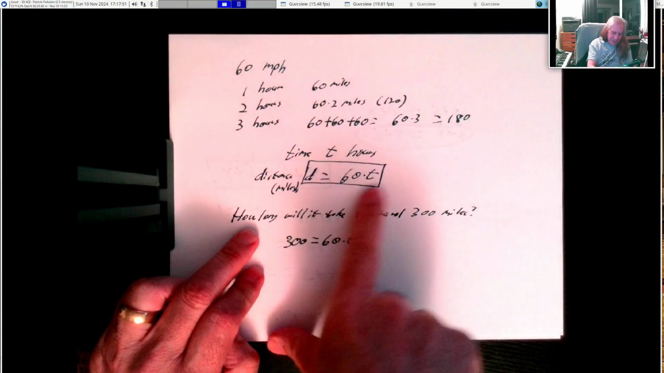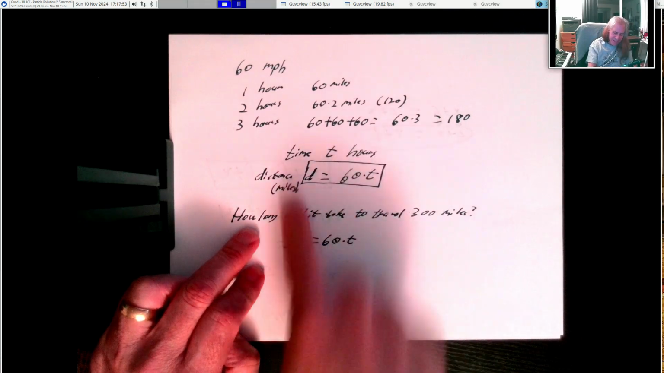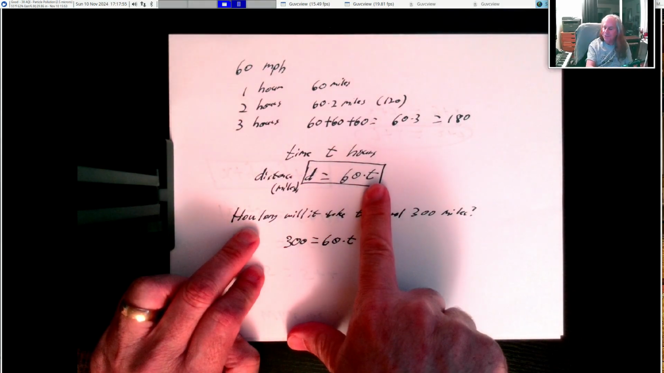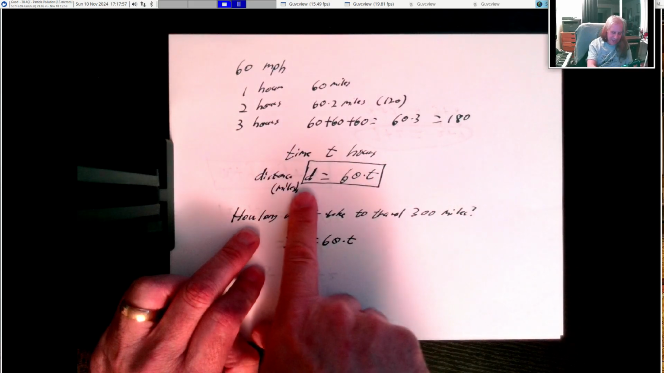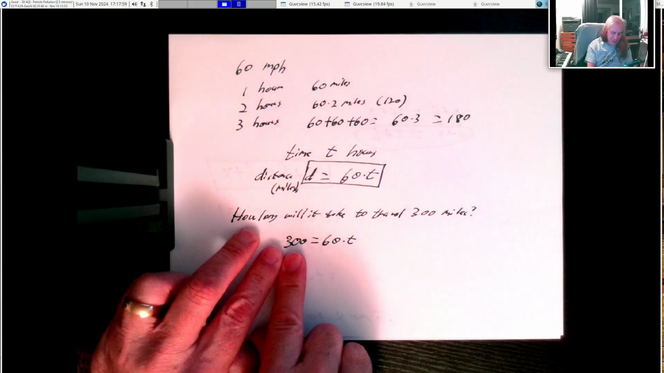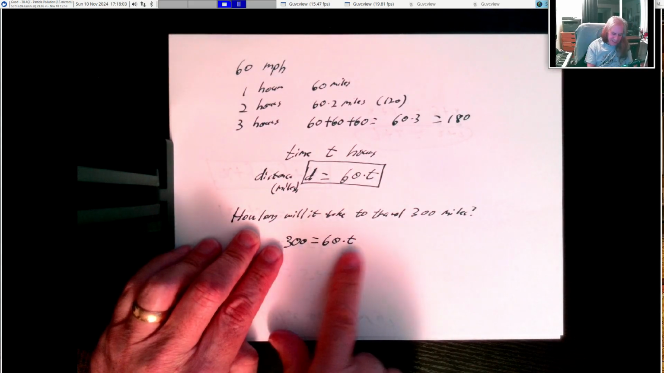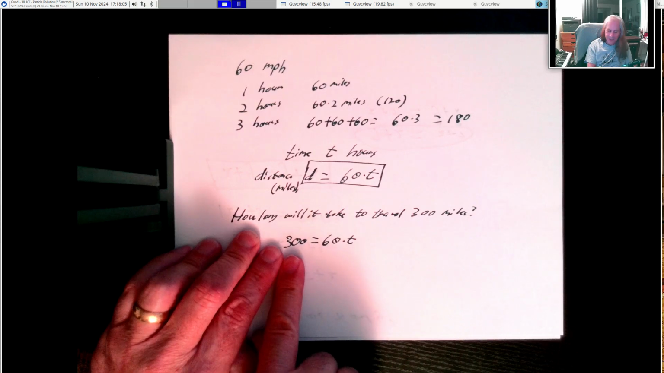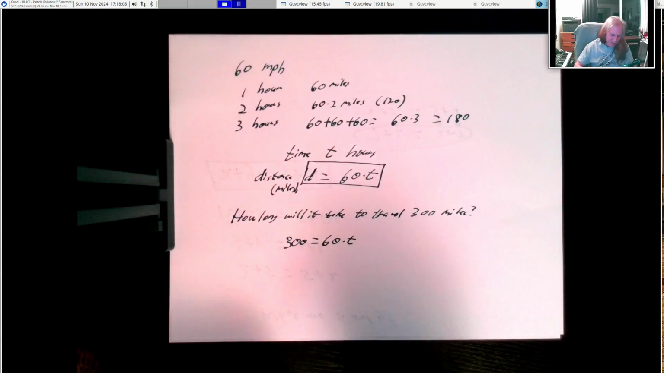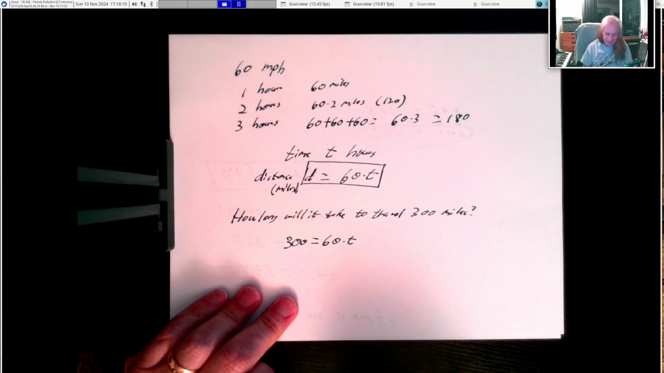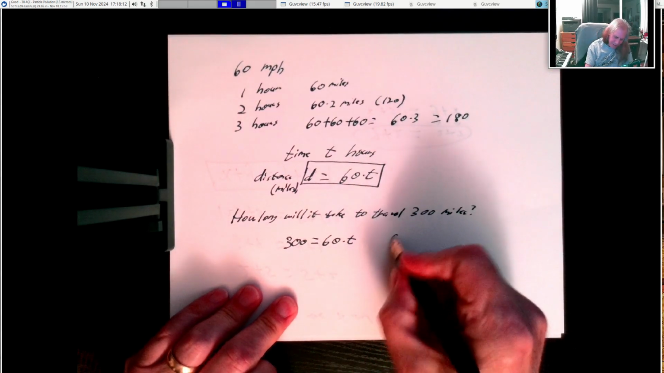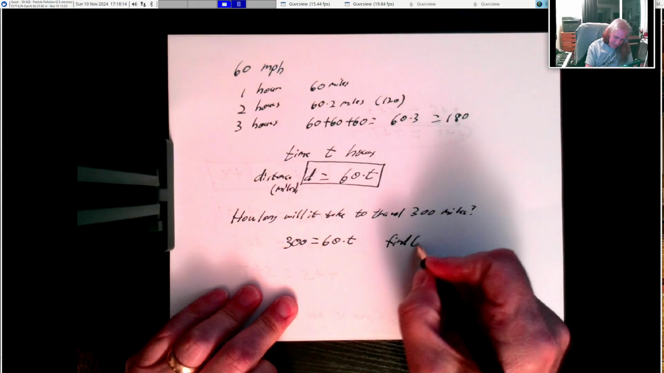So I can use the same formula, and I can plug in, instead of the number of hours, t, the number of miles, d, 300. And whatever t is, 60 times t is still going to equal 300. So now I have an equation like this, and this is the famous thing you bump into in algebra where it says, find t.